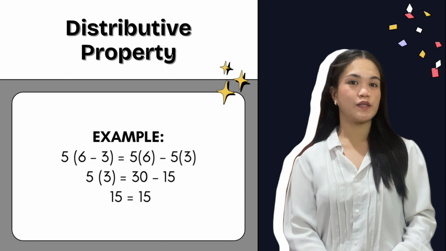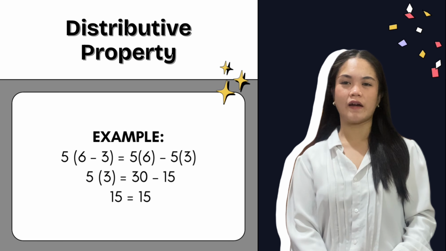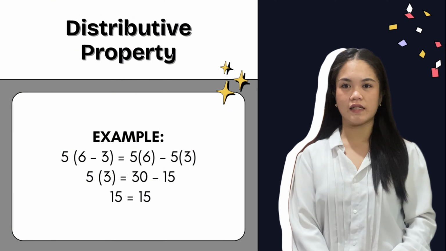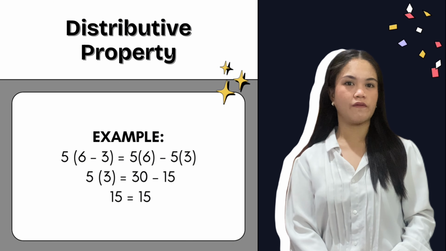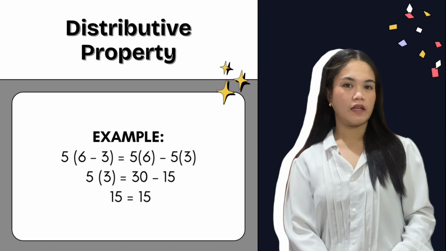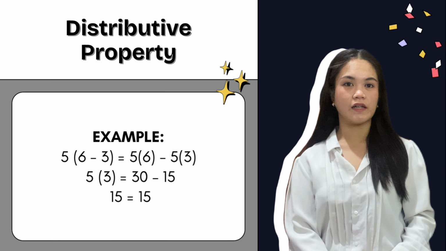Next example is 5 times the quantity of 6 minus 3 is equal to 5 times 6 minus 5 times 3. So again, just have to distribute 5 to each term in the expression. So 5 times the quantity of 6 minus 3 is equal to 5 times 6, which is 30, minus 5 times 3, which is 15. So 5 times 3 is equal to 15, and 30 minus 15 is also equal to 15. Then both expressions are equal.